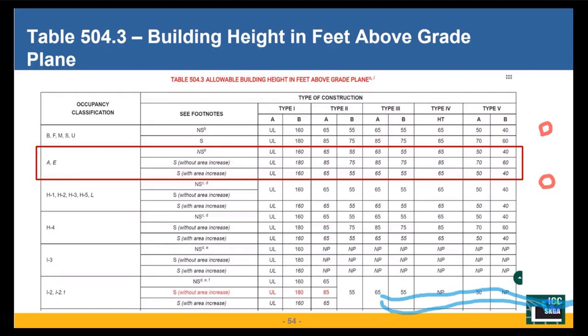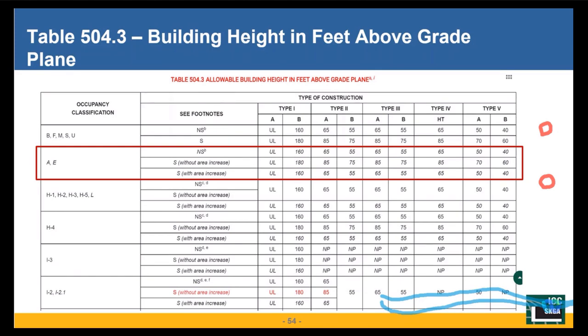So this is the table that regulates the building height. And in the footnotes, and we'll see the footnotes in the next chart, but I want to talk about it here because it's shown in the table. And I'm picking up the example of A occupancy and E occupancy. And you can see there is NS and there is S without area increase and S with area increase. And this gives us the building height in feet above the grade plane as defined in the code.